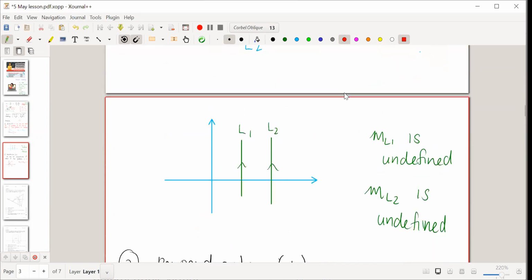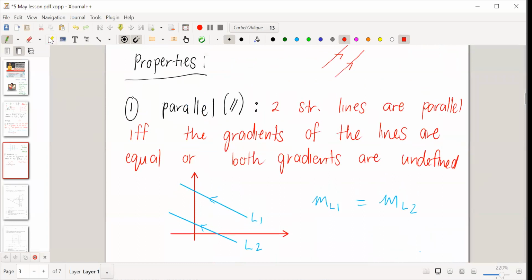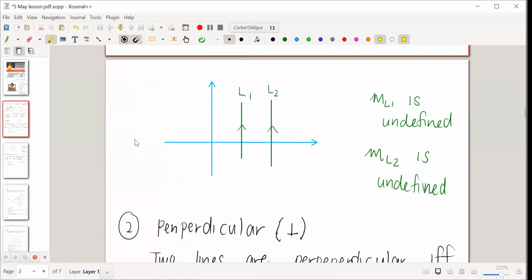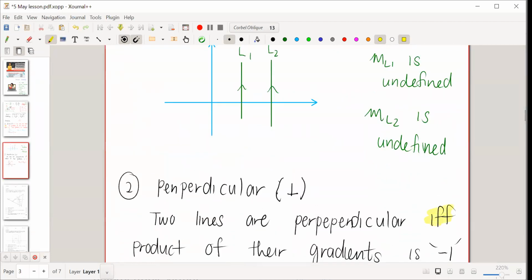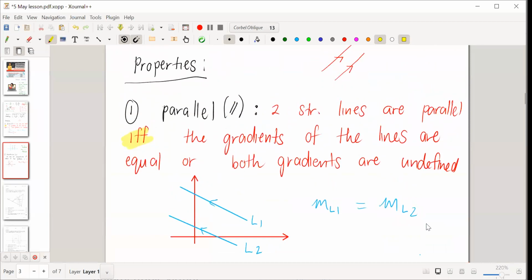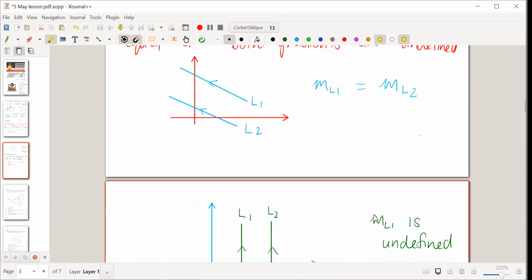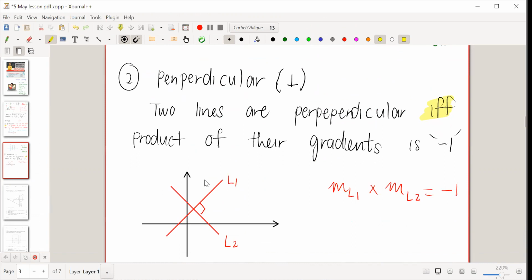So the good thing about what I've written down here is the fact that these statements are if and only if statements. So not only could you work in one direction, but we could use this in both directions. So if you have two parallel lines, you can immediately conclude that the gradients are equal. Or if you know that two gradients are equal, then it means the lines whose gradients were these equal ones must be parallel. And likewise, when utilizing this result about perpendicular lines.